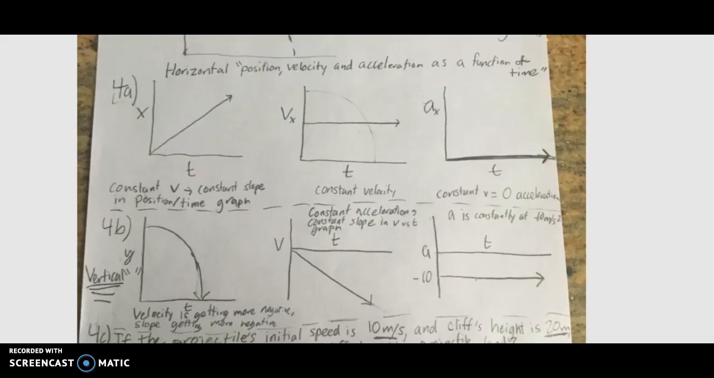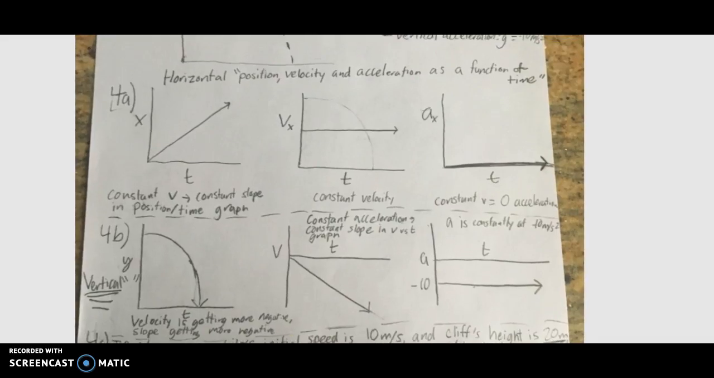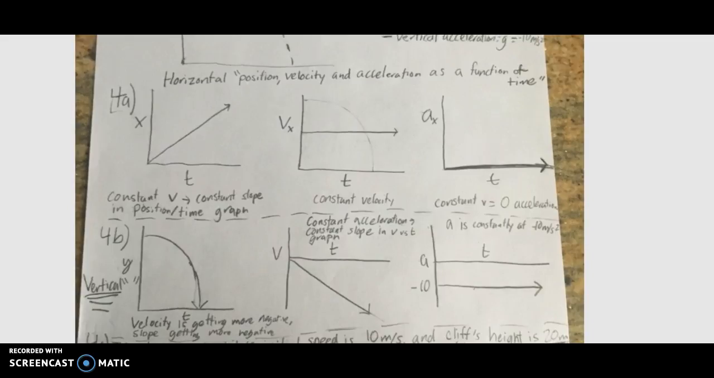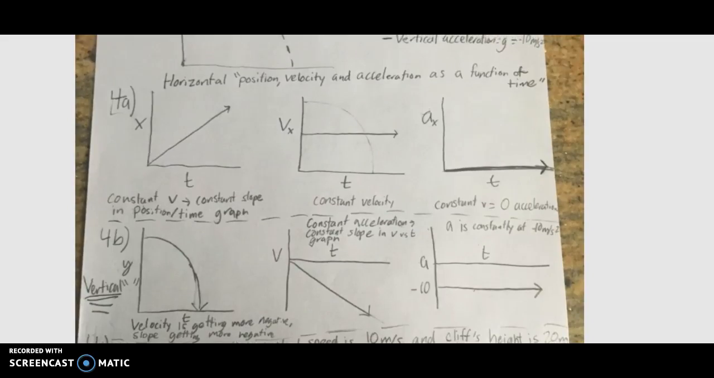So looking at 4A, which asks us to sketch position-time, velocity-time, and acceleration-time graphs, we can look at position-time first. Because there is a constant velocity, as we discovered with the initial illustration, there's going to be a constant slope in the position-time graph.